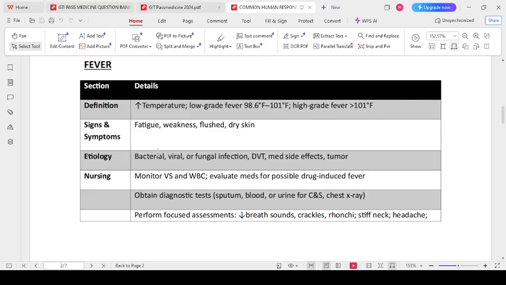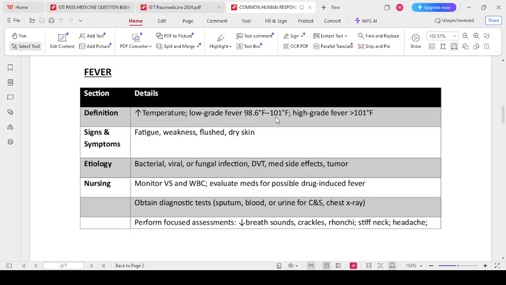Now we will discuss fever. What is the definition? What are the signs and symptoms? What is the etiology, and what are the nursing precautions a nurse can take for fever? Fever is an increase of temperature of the body as compared to the surroundings. Low grade fever, high grade fever. Low grade fever is between 98.6 to 101, and high grade fever is more than 101 Fahrenheit.